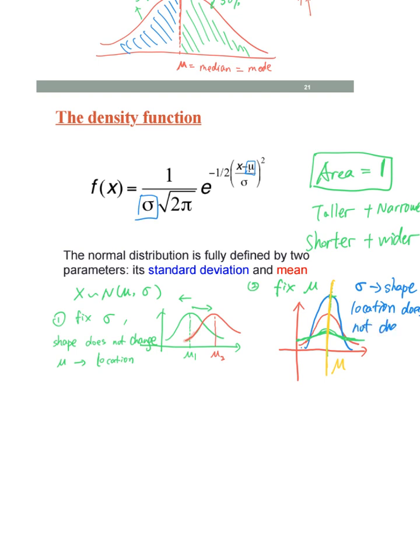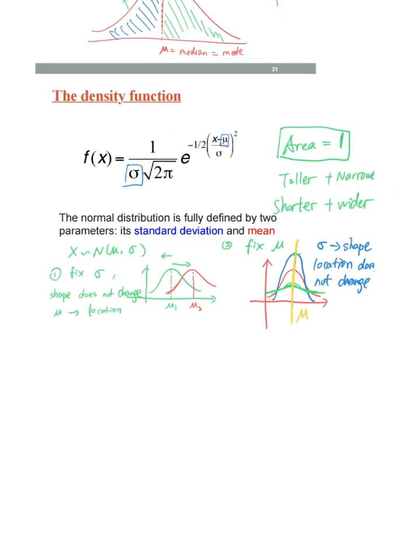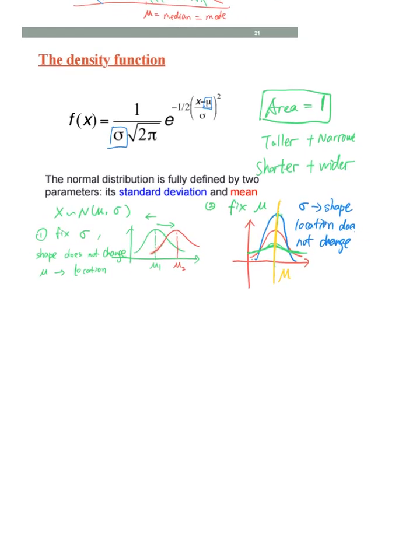The location does not change because the mean value is determined, right? I know the center of the bell-shaped curve. They have the same value. Okay, now I will talk about when it becomes shorter, when it becomes narrow, when it becomes wider, when it becomes taller. So I will zoom in a little bit.